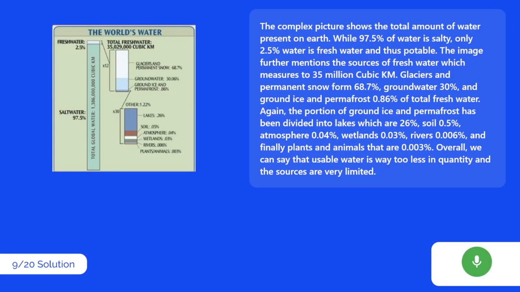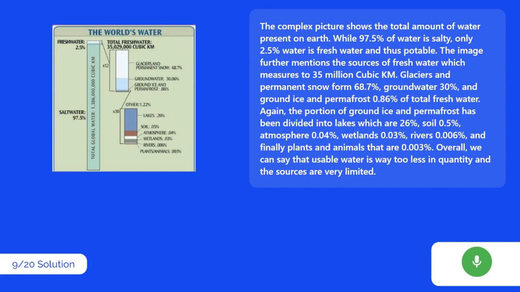The complex picture shows the total amount of water present on Earth. While 97.5% of water is salty, only 2.5% is fresh water and thus potable. The image further mentions the sources of fresh water, which measures to 35 million cubic kilometers: glaciers and permanent snow form 68.7%, groundwater 30%, and ground ice and permafrost 0.86% of total fresh water.